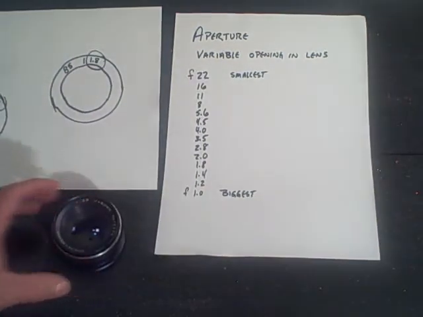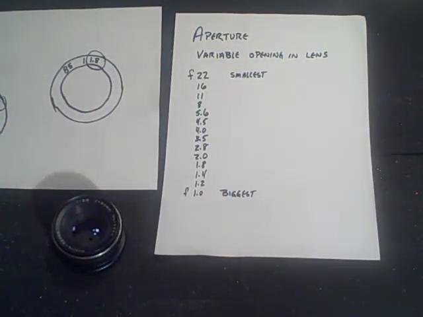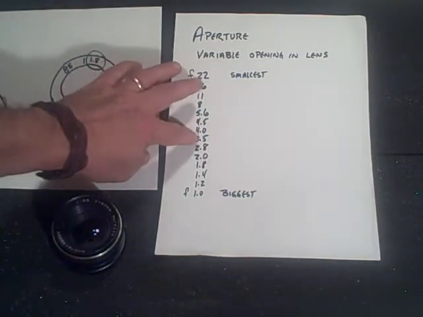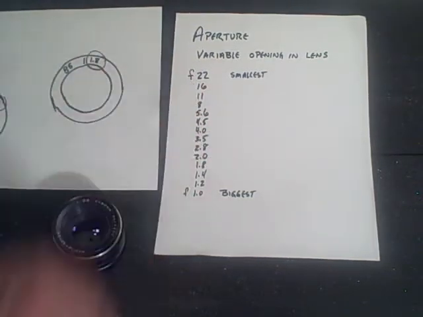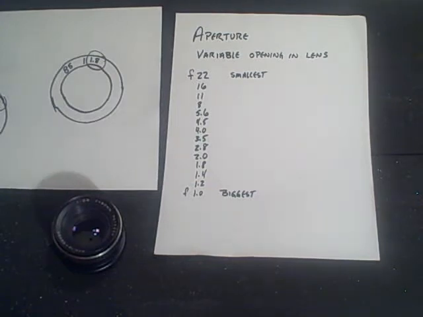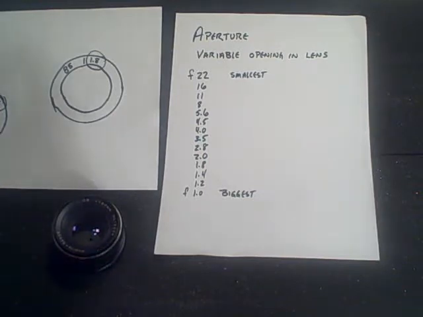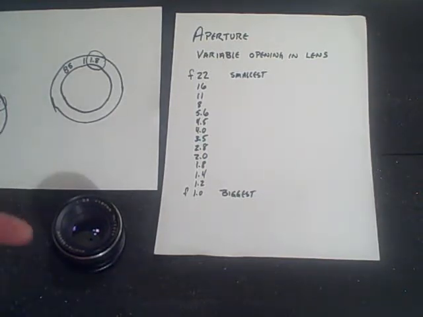The numbers are just crazy. f22 is the smallest. f1.0 is the largest hole. Most lenses range from f22 to in the 3.5, 4 range. So not only are the numbers inverse to the size of the hole, they aren't in any particular order.